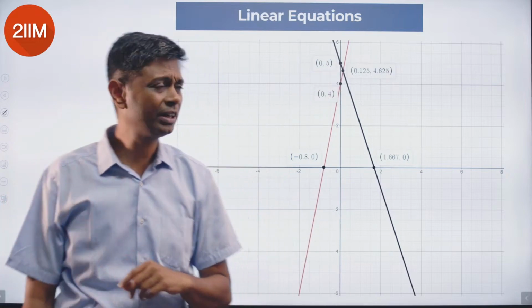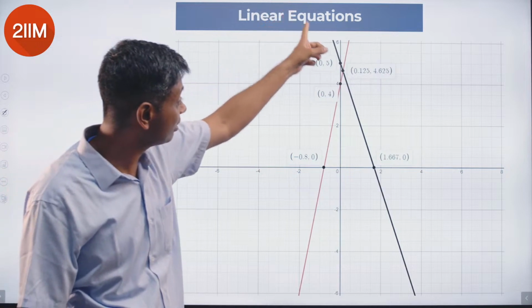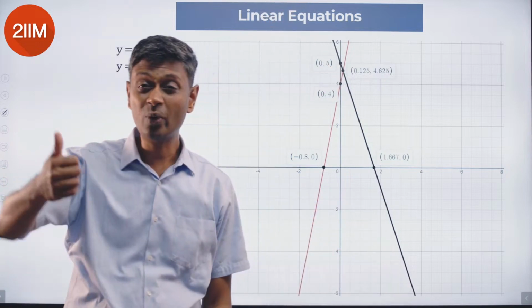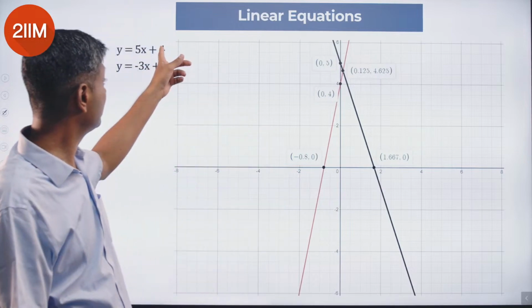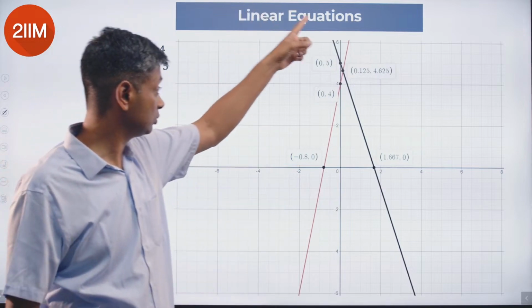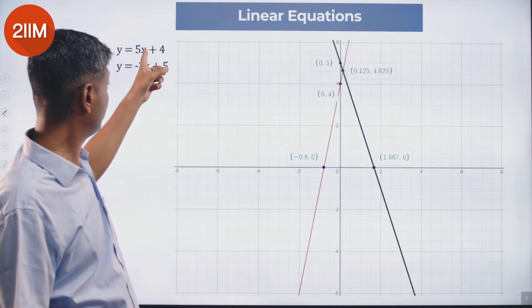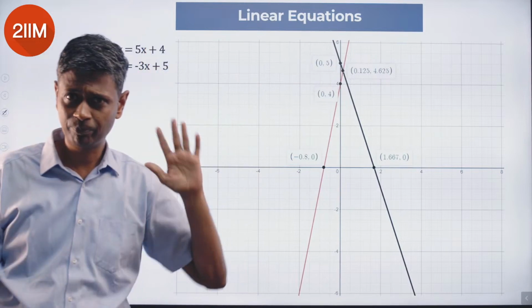Basics of coordinate geometry: all the points on this line. If I get the x coordinate and y coordinate, and I substitute the x coordinate as x and the y coordinate as y, this equation should be satisfied. This line, the red line, is 5x plus 4, and the black line is minus 3x plus 5.